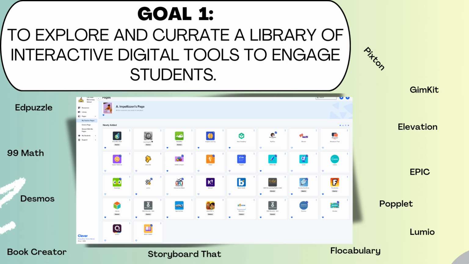One thing I could improve on my goal is the organization. I would like to go back and create different pages for different purposes and then categorize the tools that way.